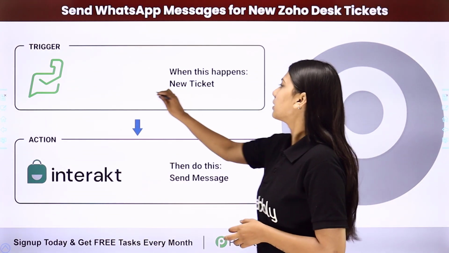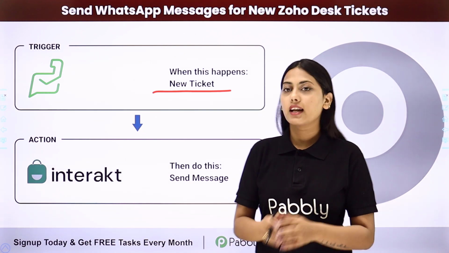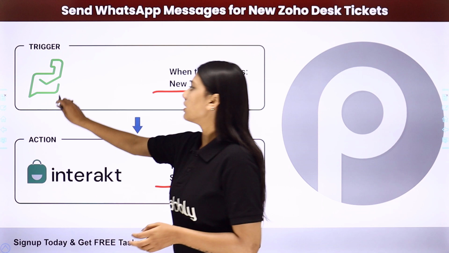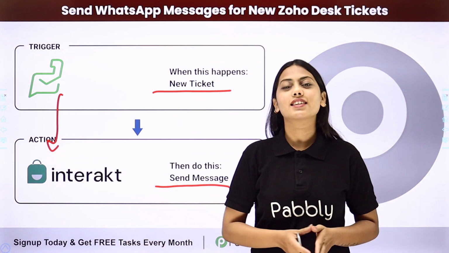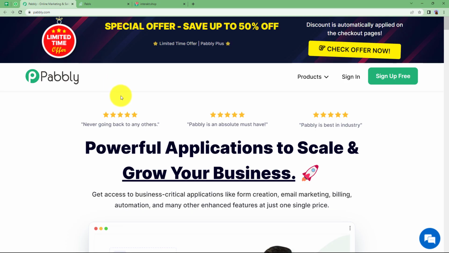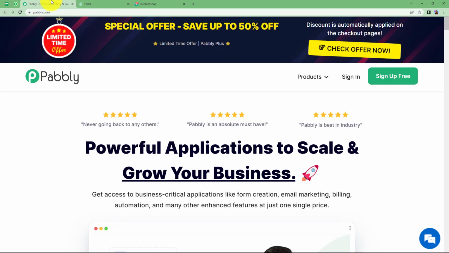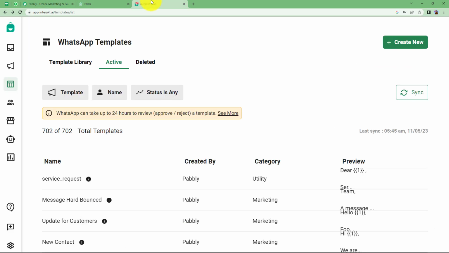Here our trigger will be the new ticket raised in Zoho Desk, and our action will be to send a message on WhatsApp, and we are going to integrate these two applications. So let us learn how to do that. In this video, we are going to learn that whenever a ticket is raised in your Zoho Desk, a message will be sent to your WhatsApp chat using Interact.